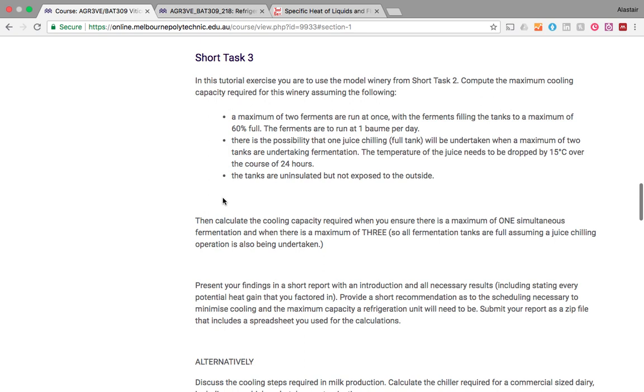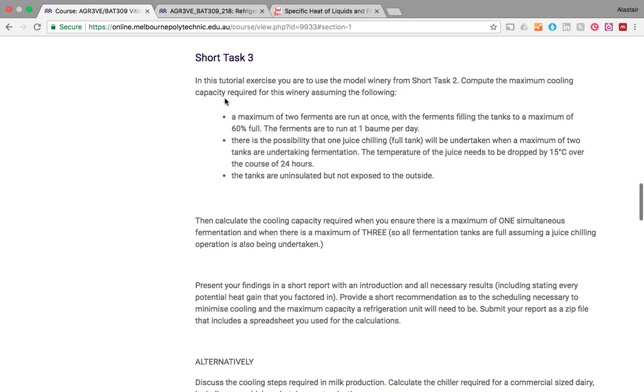It gives us a fermentation rate of 1 Baumé per day. So how much cooling is required to maintain the temperature of the ferments? We don't want the ferments warming up, so what cooling power allows us to keep them at a set temperature? And at the same time, we are chilling juice. We want to drop it by 15 degrees over a 24-hour period, and it says the tanks are uninsulated but not exposed to the outside.